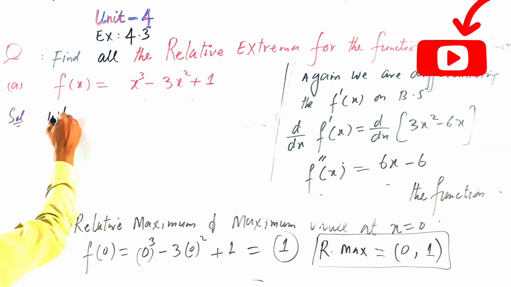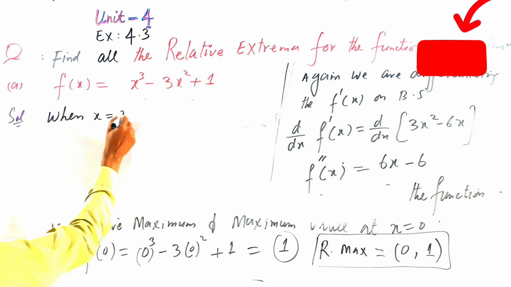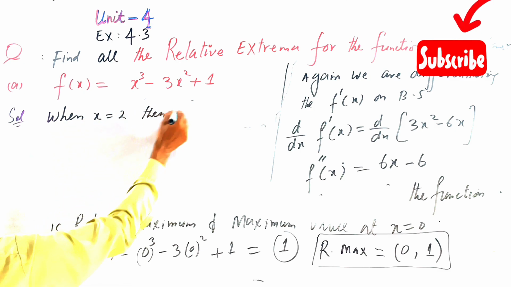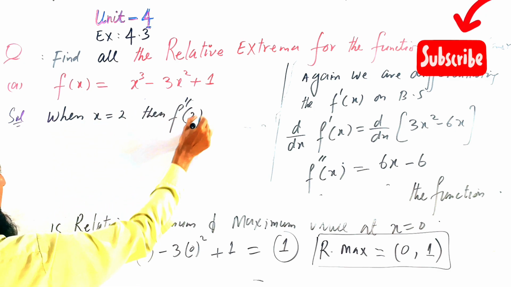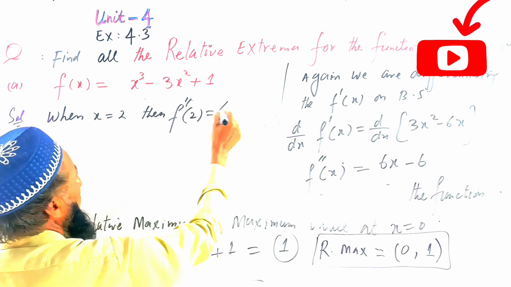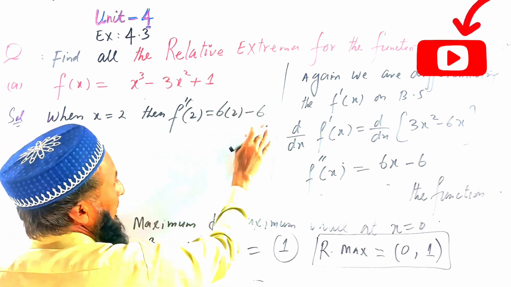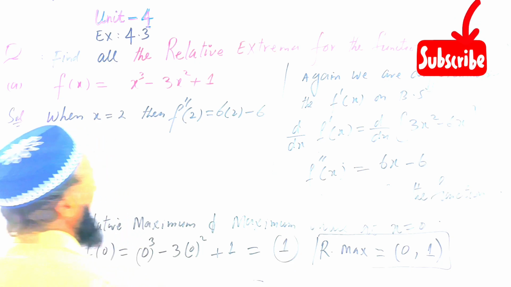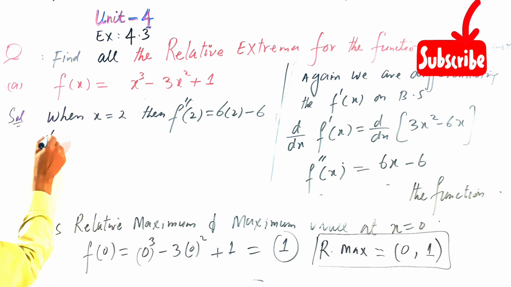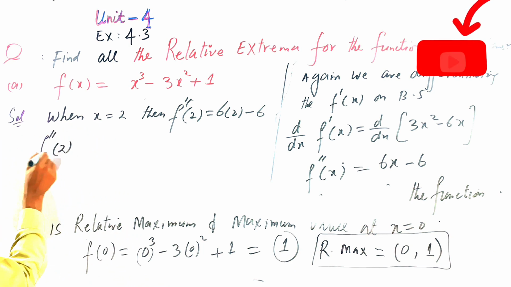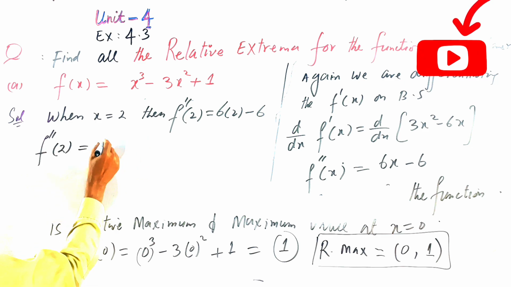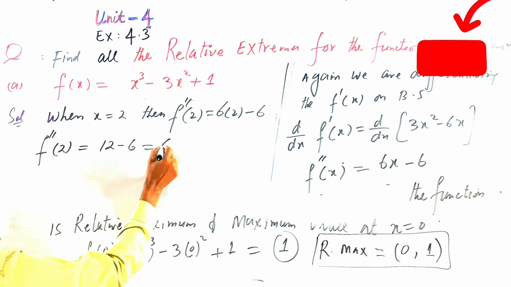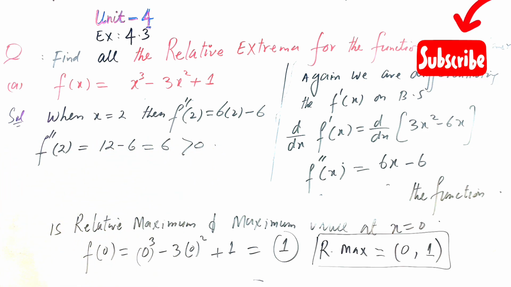Now we apply the second result when x is equal to 2. Then f double dash 2 is equal to 6 into 2 minus 6. In the second derivative we replace x, and f double dash 2 is equal to 12 minus 6, we get 6, which is greater than 0.